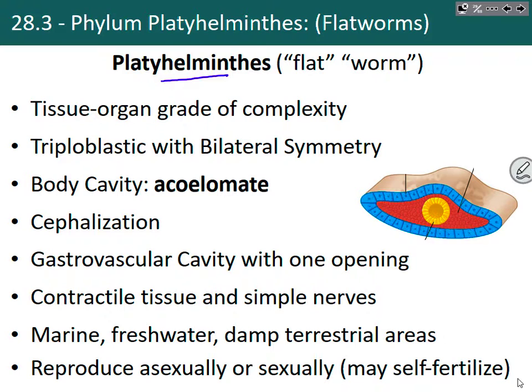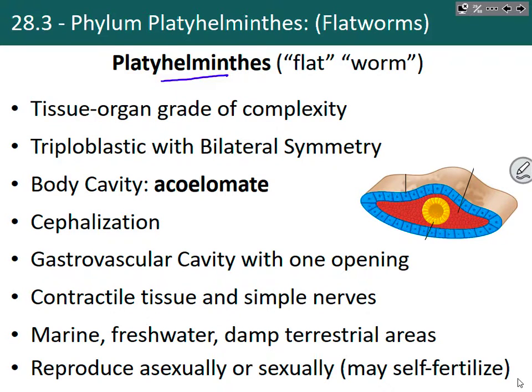So they have the characteristics of the whole group, right? Triploblastic with bilateral symmetry, tissue organ grade of complexity. They were also our characteristic representative for an acoelomate body cavity when we talked about body cavity formation. The entirety of the space that could be their body cavity is filled in with mesoderm. So in this image, the ectoderm is here in blue, the endoderm, the lining of the gastrovascular cavity, is in yellow, and then the orangish red here is all mesoderm.